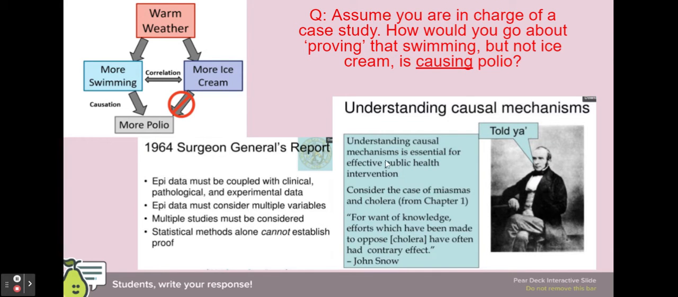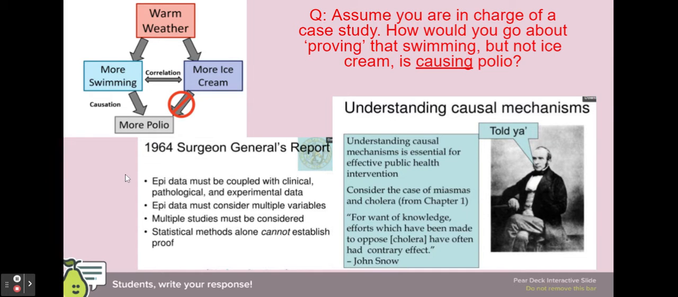All right, so here are just a couple bits of information about how we can determine causal mechanisms. So how do you know that X causes Y? Let's talk about the polio study that we were just describing. Assume you're in charge of a case study. How would you go about proving that swimming, but not ice cream, is actually causing polio? So what would you actually do? How would you test this? You're going to write in your answers there.